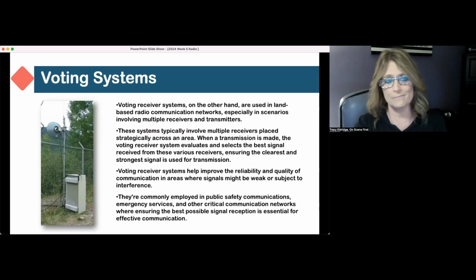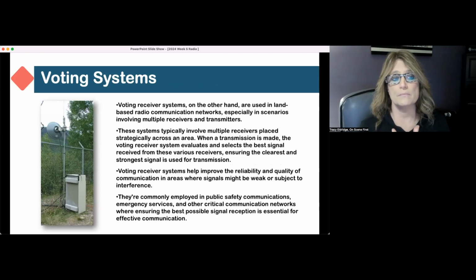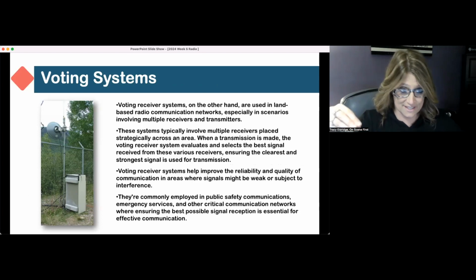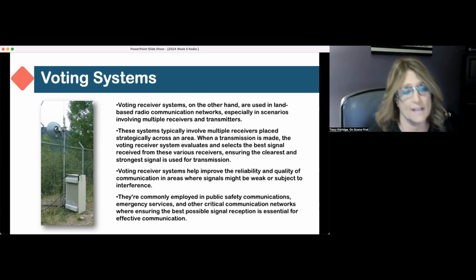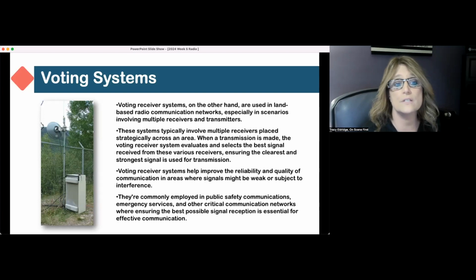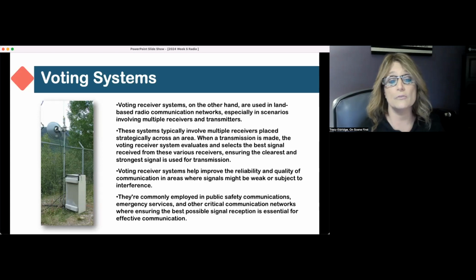There's just one kind of difference. And that difference is the voting systems have the multiple receivers placed in the area in which they are. They're not actually utilizing satellite services. So voting receiver systems are used in land-based radio communications networks, especially when there are multiple receivers and multiple transmitters in use. They typically involve multiple receivers placed strategically across that area.